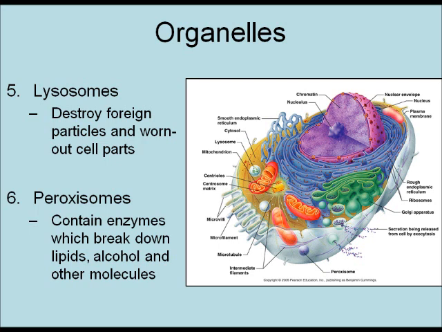Based on what peroxisomes do and the things that they break down, what tissue of the body would you expect to find them most predominantly in? The liver, okay? Because that's the organ of the body that's processing alcohol specifically. And so there are a lot of peroxisomes in that particular organ.